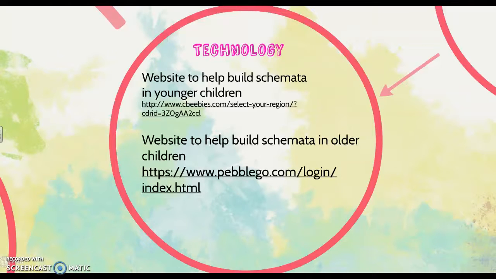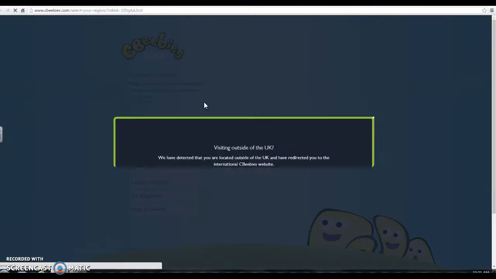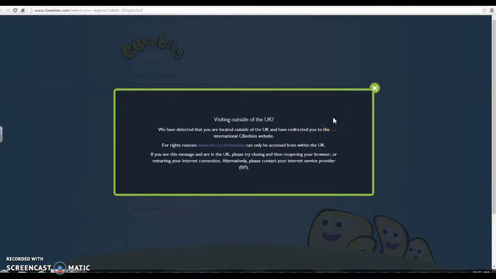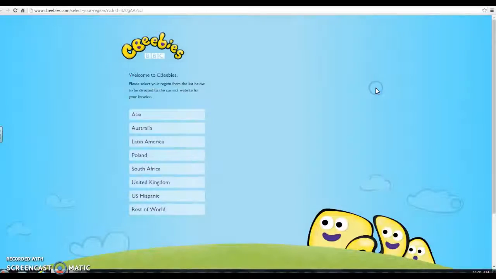We will now view two different websites that help build schemata in children. The first website was created in the United Kingdom, called CBeebies. This website is targeted for students in grades kindergarten through first grade. Since it was created in the United Kingdom, it notes that you are out of the region. Therefore, you can pick any different country that you are from.